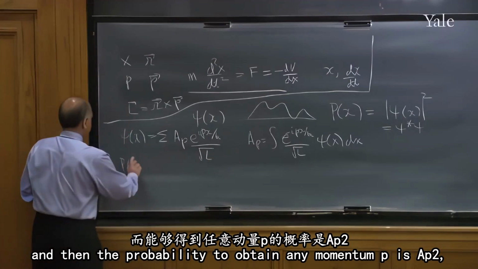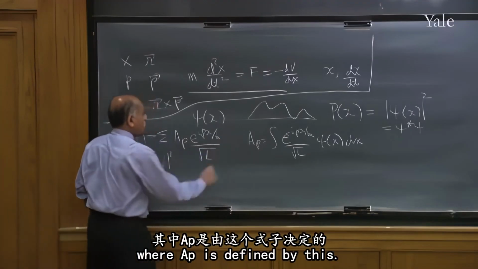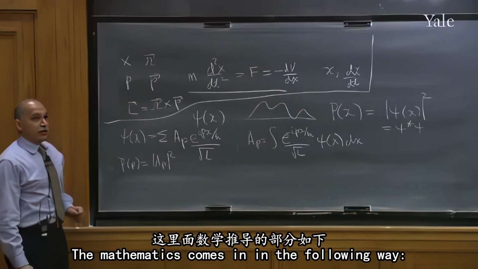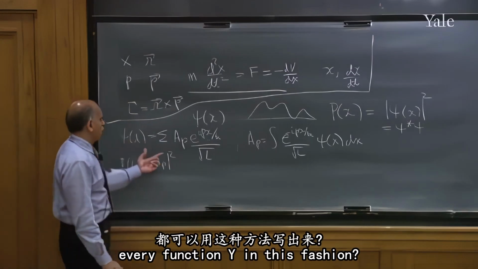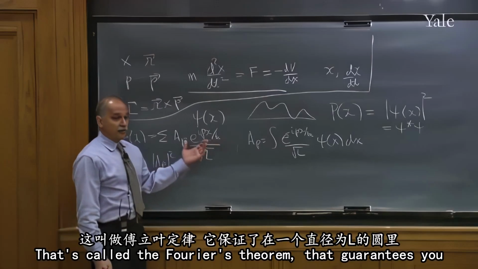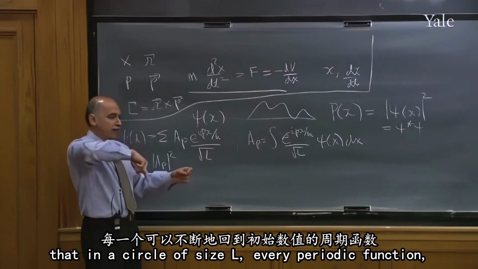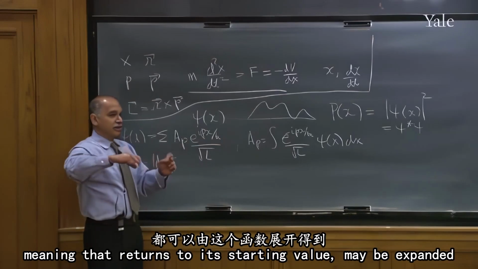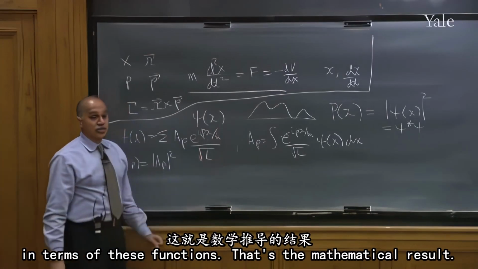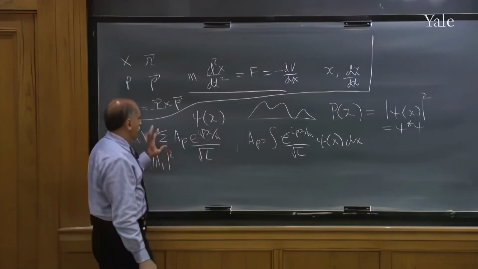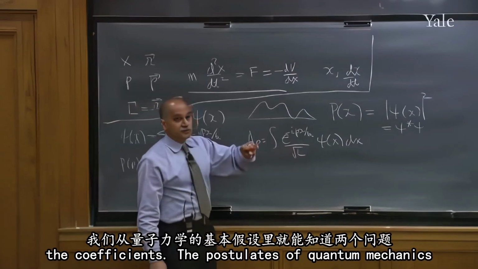Now, it tells you to write psi as the sum of these functions, and then the probability to obtain any momentum p is |a(p)|squared, where a(p) is defined by this. The mathematics comes in the following way. First question is, who told you that I can write every function psi in this fashion? That's called Fourier's theorem, that guarantees you that in a circle of size L, every periodic function, meaning that returns to the starting value, may be expanded in terms of these functions. That's a mathematical result. The same mathematical result also tells you how to find the coefficients.